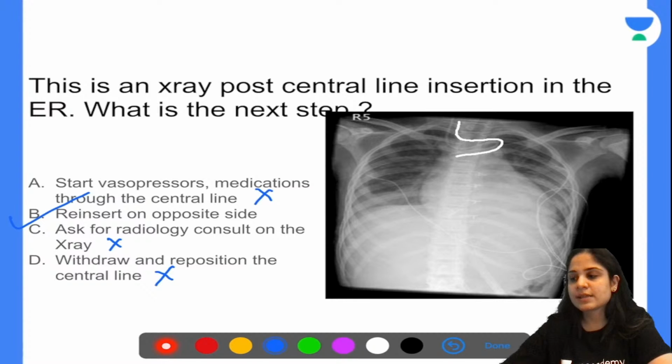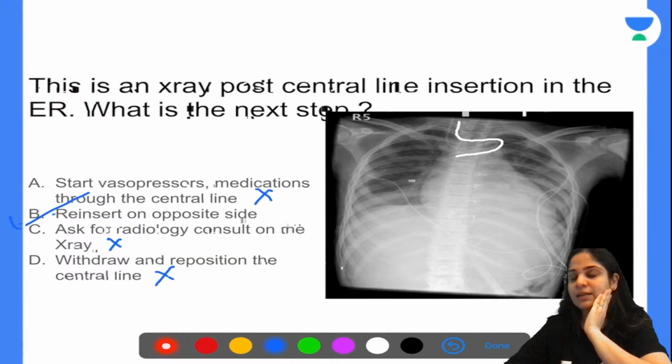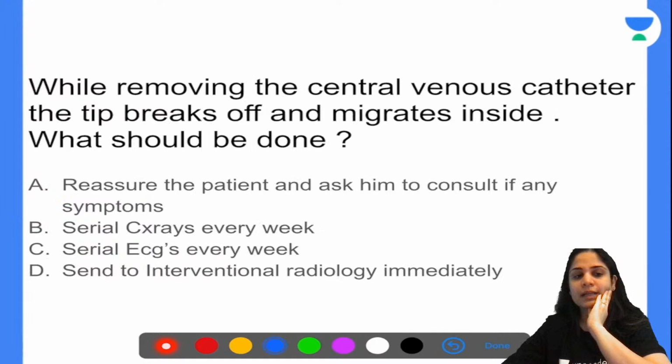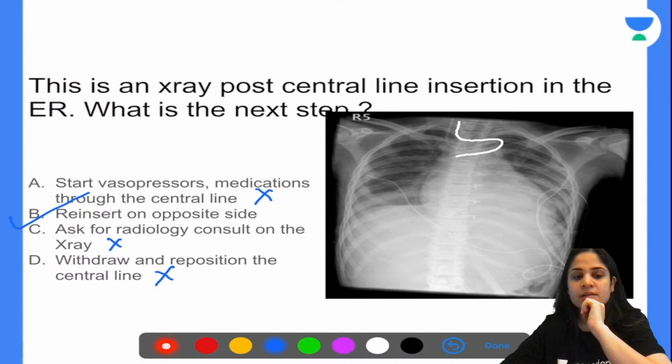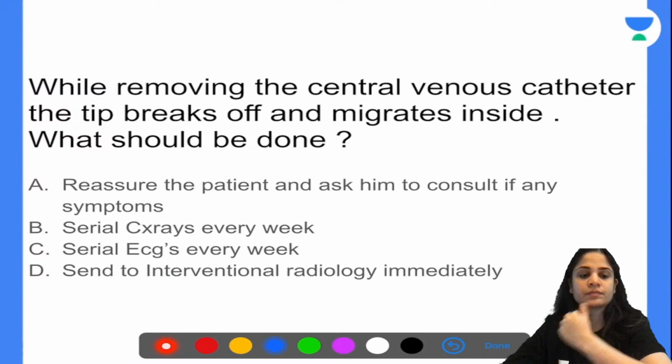While removing the central venous catheter, the tip breaks off and migrates inside. So you were removing this line and now the tip has broken and the catheter has migrated inside. What should you do in that case? Reassure the patient and ask him to consult if any symptoms. Serial X-ray every week, serial ECG every week, send to interventional radiology immediately.